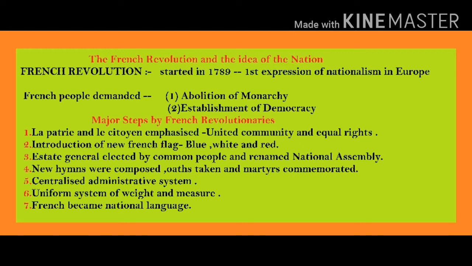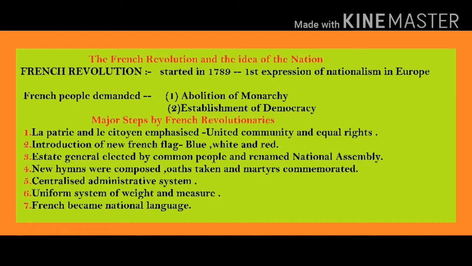And next, new hymns were composed, oaths were taken, and martyrs were commemorated. That means the soldiers, the people who had sacrificed their lives in the French Revolution, were commemorated and remembered, all in the name of the nation. Next, a centralized administrative system was put in place and it formulated uniform laws for all citizens within its territory. You see, when there are uniform laws for all citizens, everybody will feel equal. And this idea of equality is quite important to develop a common identity.